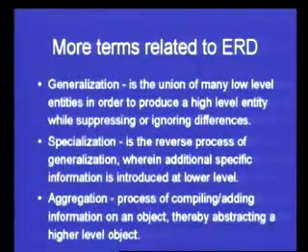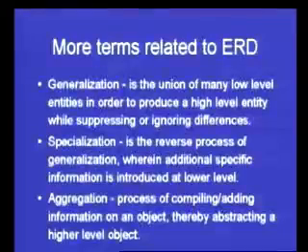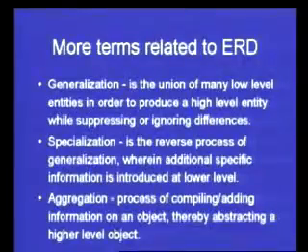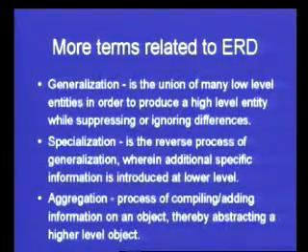Generalization. It is the union of many low-level entities in order to produce a high-level entity while suppressing or ignoring differences. So this is a bottom-up design. Here you are starting with several low-level entities and then you are going to a high-level entity. So you will be having subtables first and then you will be having the main table next.